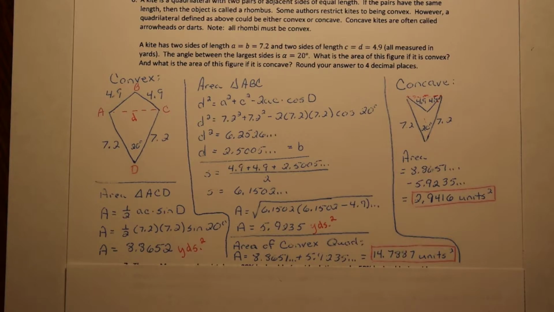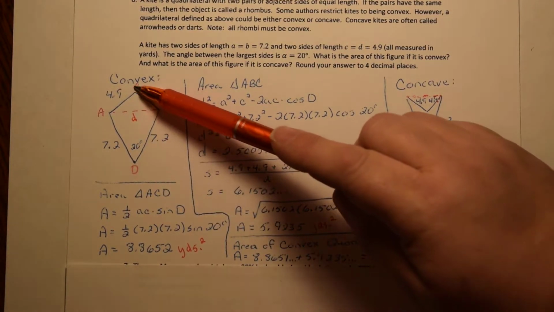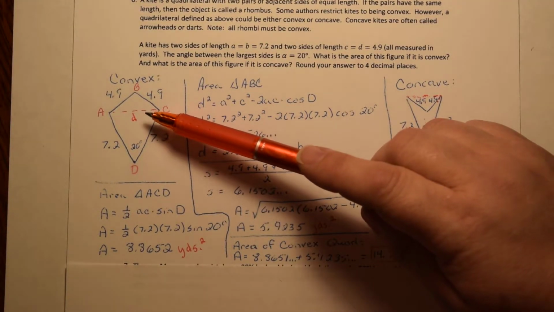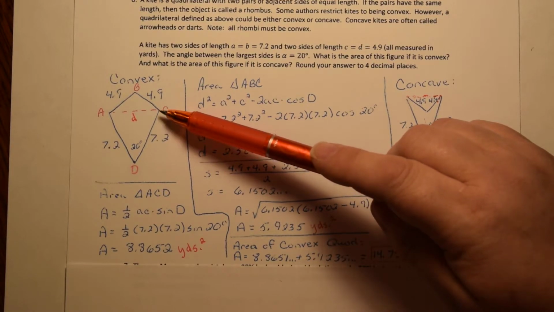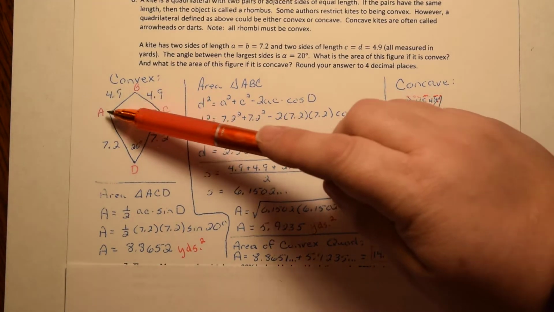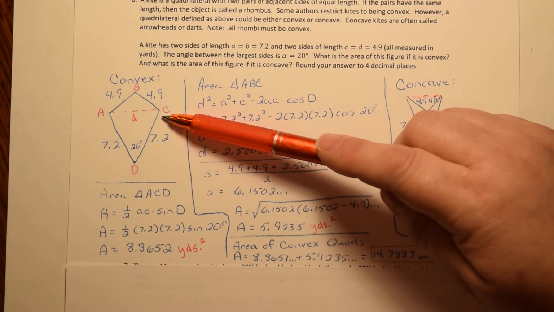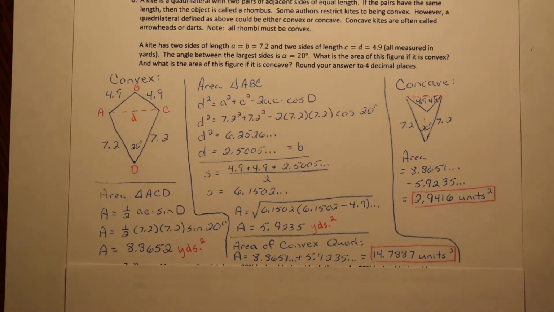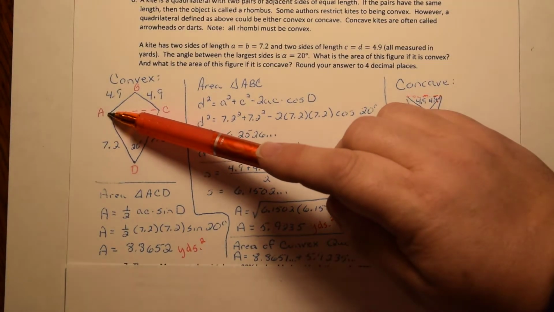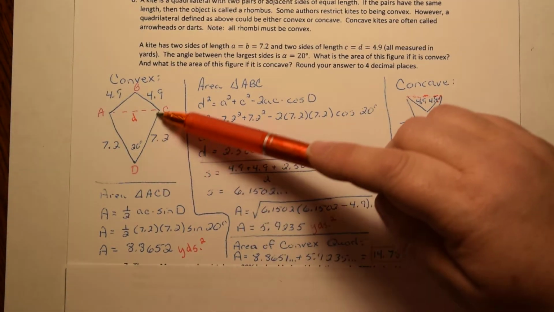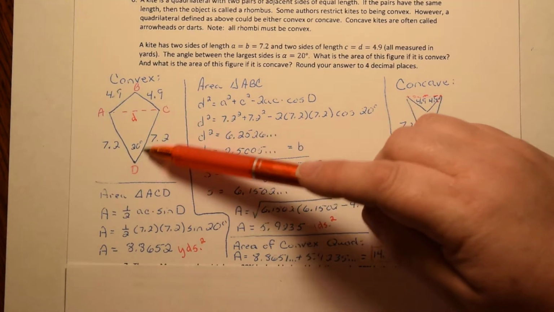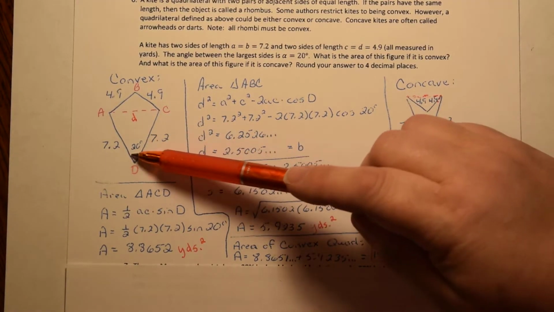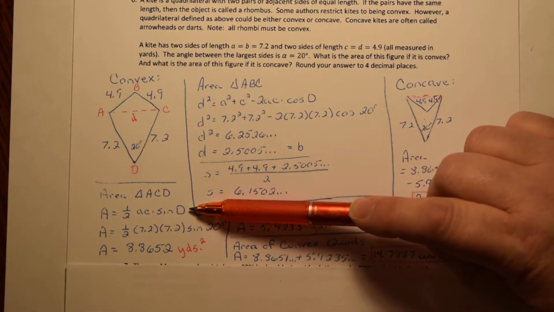Okay, so let's take a look at the convex kite. Well, this is very similar to problems that we've solved before. And so we take our quadrilateral, draw a diagonal, and that splits it into two triangles that we can find the area of. So let's look at this bottom triangle. We have a side, an angle, and a side, side angle side, two sides with the included angle. That's our new formula.